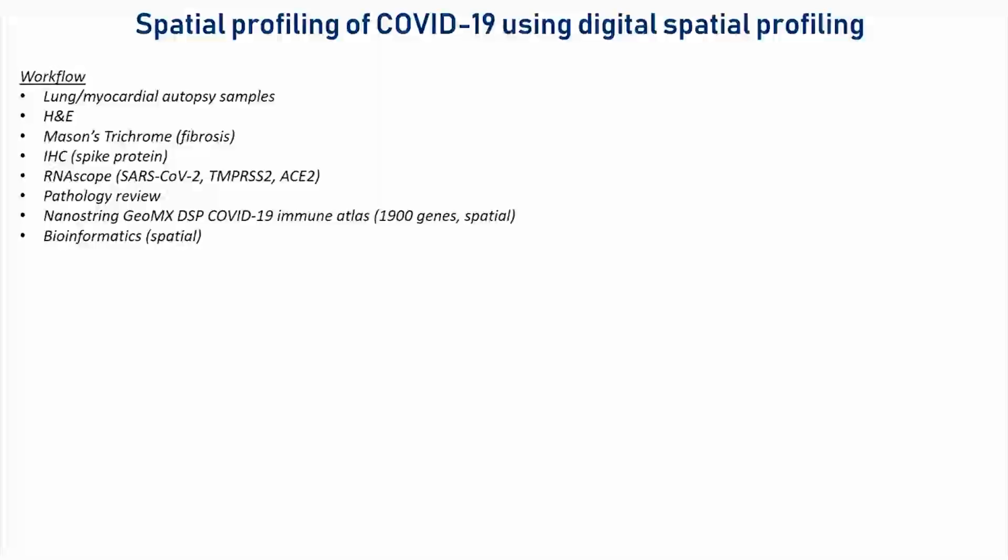And I'll just quickly go into some of the COVID work because it's timely, and I think it would be interesting to share. What we had were rapid autopsy samples from COVID patients collected from Brazil. Lung, myocardial, we've got placental material as well, and trying to look at vertical transmission.